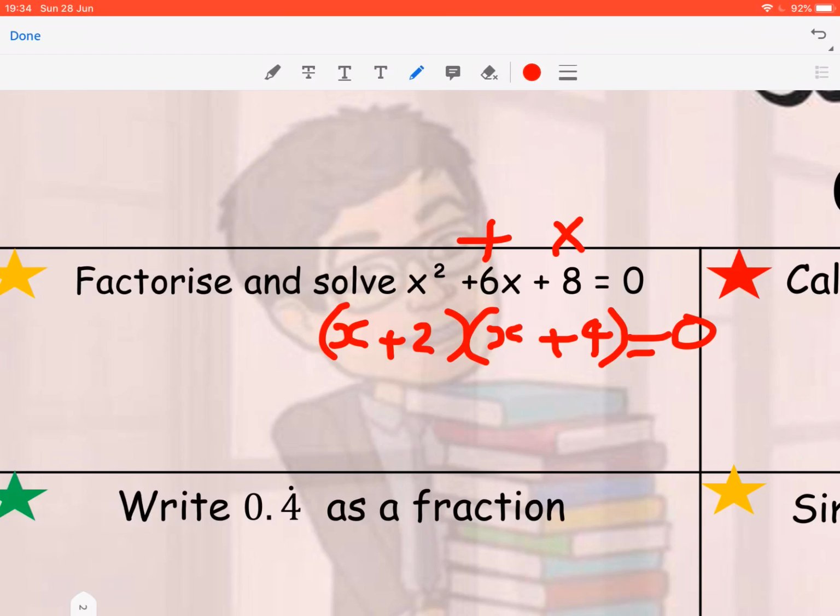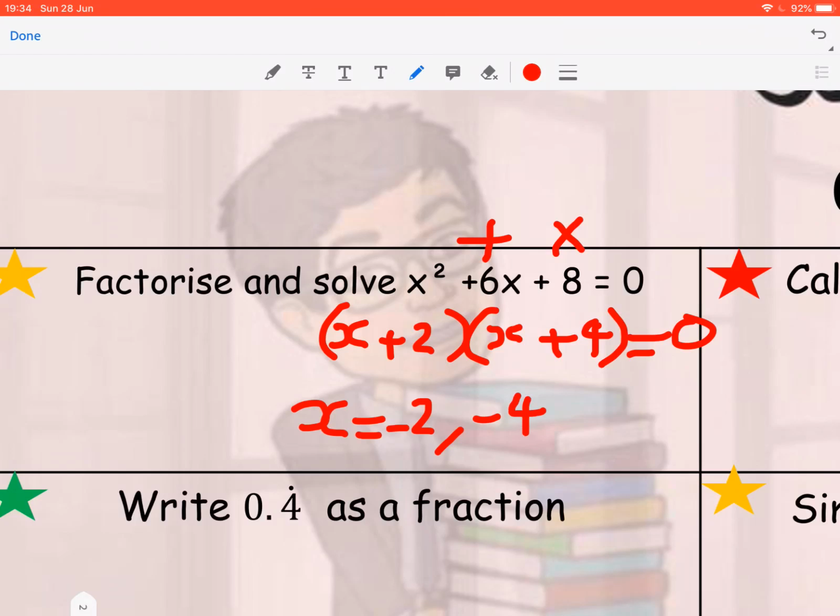Now we've got to use these brackets. Once we factorise, we've got to solve to find out what x equals. Now x could equal one of two things with x squared questions. x will have to make one of the brackets equal 0. If it makes the left-hand bracket equal 0, x would have to be negative 2. If it cancels out the right-hand bracket to make 0, x would have to be negative 4, because there's a plus 4 there already. Minus 4 plus 4 would make nothing.